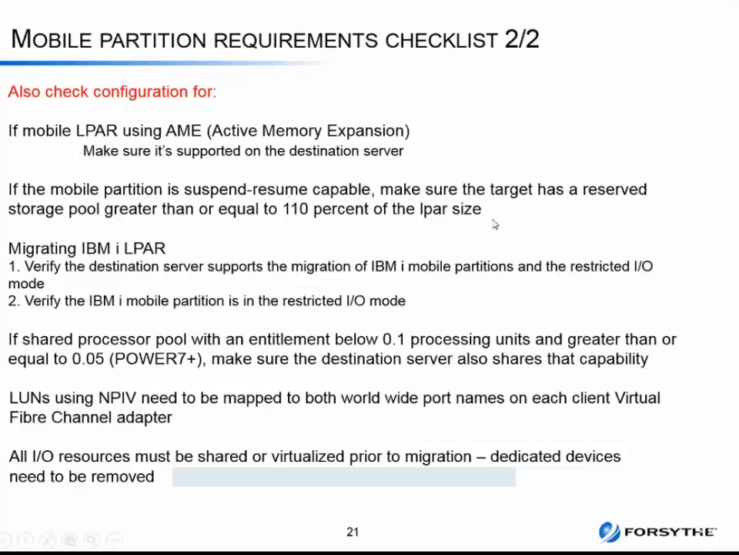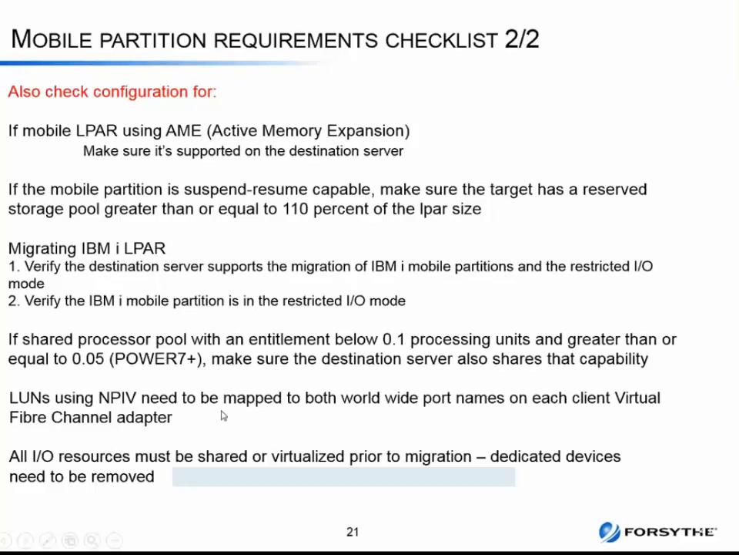And there are some things around using suspend resume. Remember, I said that one of the mobility options was a suspend and a resume. Both servers have to support suspend resume, and the target has to have a storage pool that is big enough to support the mobile partition. With respect to IBM i, the destination has to support IBM i mobile partitions and the restricted I/O mode. There's a lot of detail about that in the Red Books, but those are the couple of things just to watch for.